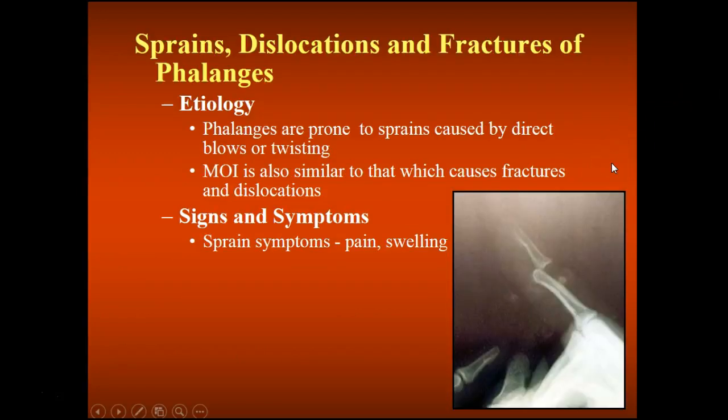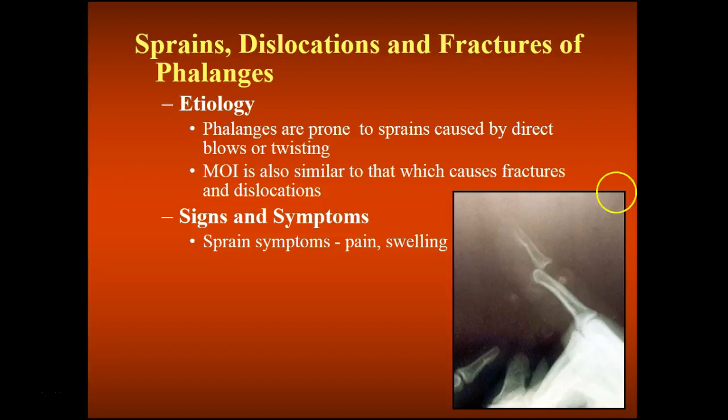So let's take a look at sprains, dislocations, and fractures of phalanges. You know what? Our phalanges in general are prone to strains because of the direct blows and the amount of twisting that might occur to them. In terms of sprains and dislocations and fractures, the mechanism of injury is the same. It's usually a direct blow, direct trauma to either the tip or the proximal interphalangeal joint, and it causes disruption of the joint or the bone itself.